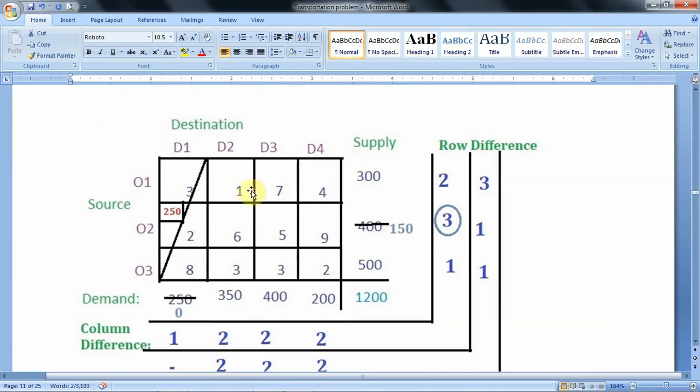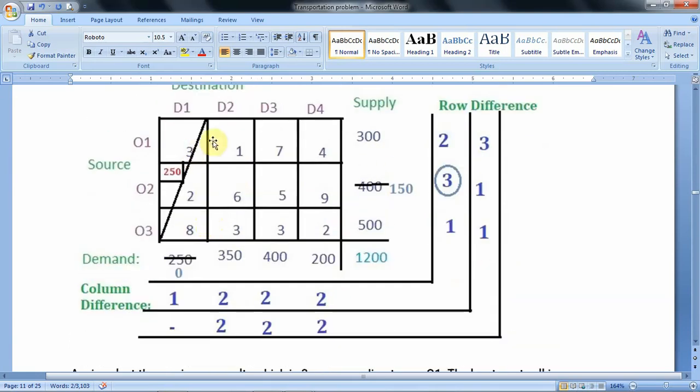In the first row, the least value is 1, the next least value is 4, 4 minus 1, the difference is 3. In the second row, 6 and 5, difference 1. In the third row, 3 and 2, difference 1. The first column is gone, so leave that one. Next, in the second column 3 and 1, the difference is 2. In the third column, 5 minus 3, that is 2. In the fourth column, 4 and 2, the difference is 2.